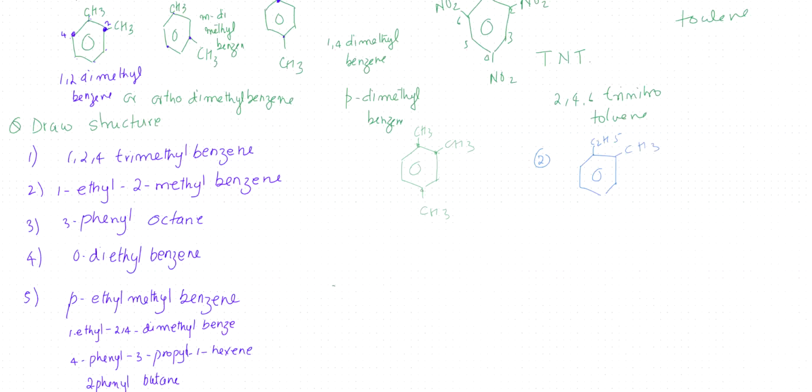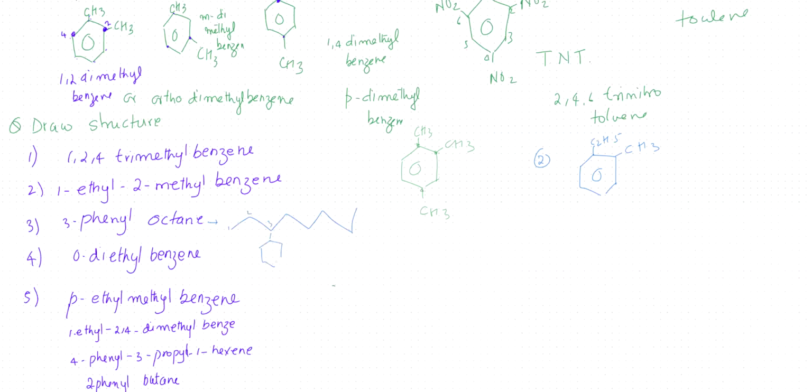Number three, 3-phenyloctane. Octane means 8 carbons. We have to make 1, 2, 3, 4, 5, 6, 7, 8. And for 3-phenyl, this is carbon 1, 2, and 3. On the third carbon, there is a phenyl attached. Phenyl means a benzene ring in a side chain.